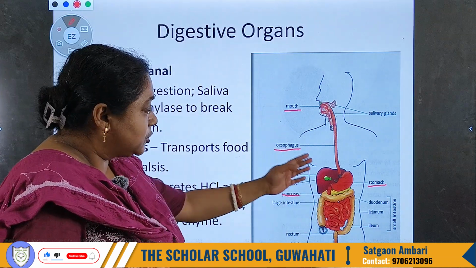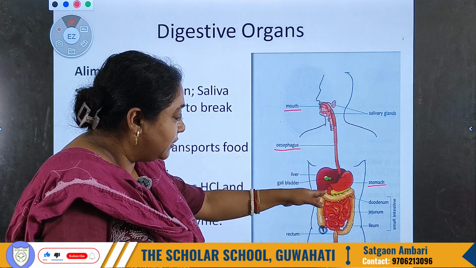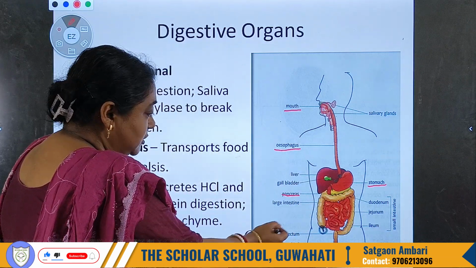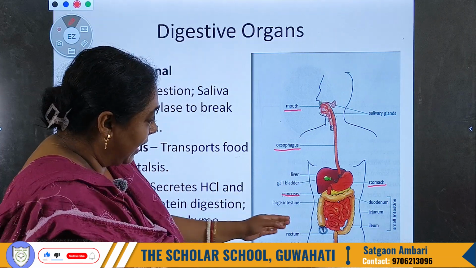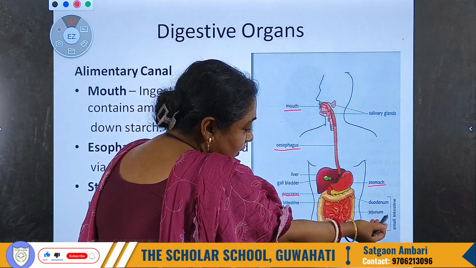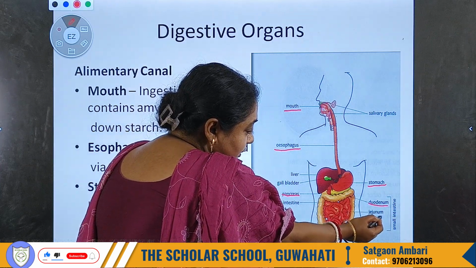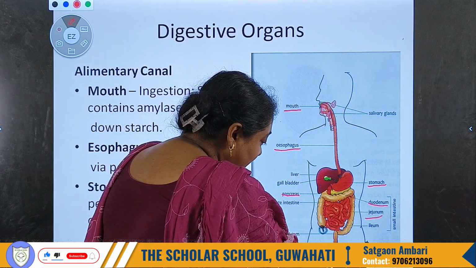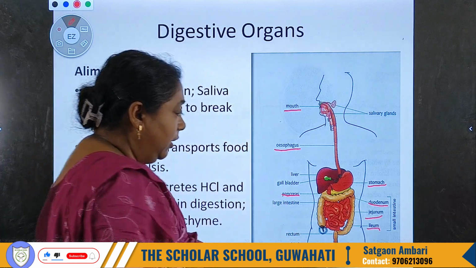The stomach is continued to the small intestine, which is divided into different parts. You can see here the duodenum, the jejunum, and finally it goes to the ileum.